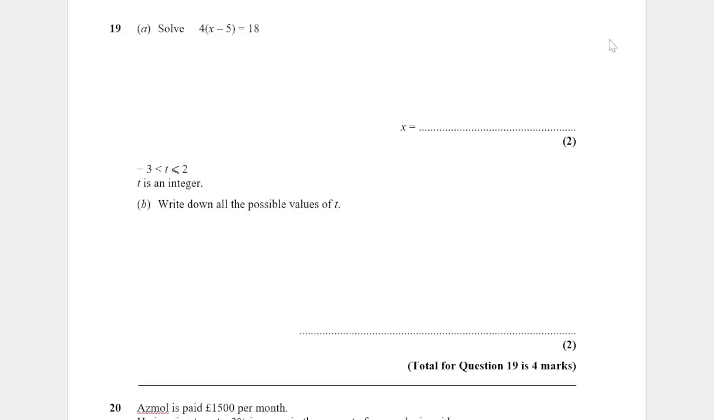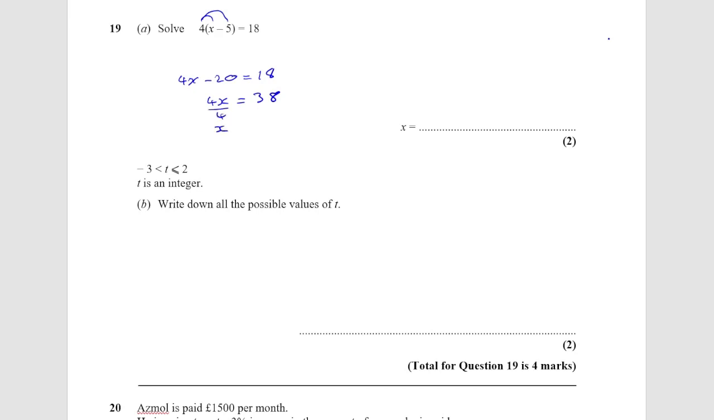Okay, next question. So solve. So we've got 2 options here. We could either times by 4 or we could divide by 4 as our first step. I'm going to times by 4 just because 18 doesn't divide by 4 without leaving a decimal, but that implies that we're going to have a decimal in our final answer. So 4 times x would give me 4x, and then 4 times minus 5 would give me minus 20. My next step then is to add 20 on both sides, so 4x is equal to 38.